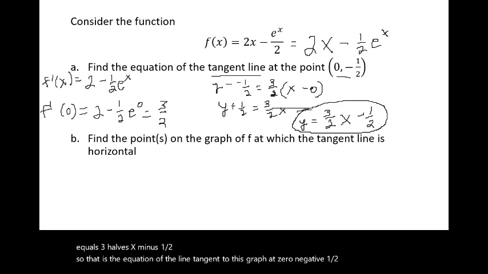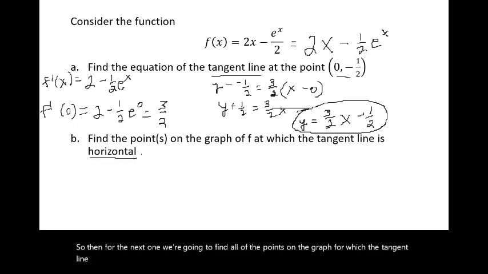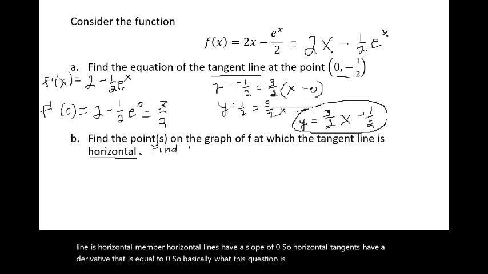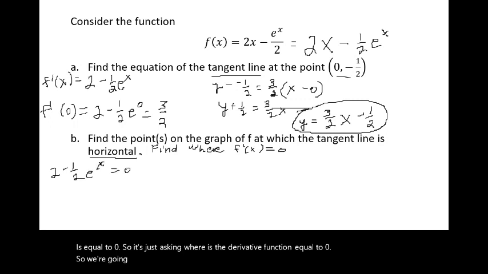So then for the next one, we're going to find all of the points on the graph for which the tangent line is horizontal. Remember, horizontal lines have a slope of 0, so horizontal tangents have a derivative that is equal to 0. So basically what this question is asking us to do is find which x-coordinates make the derivative equal to 0. So it's just asking where the derivative function is equal to 0. So we're going to take the derivative, 2 minus 1/2 e to the x, set it equal to 0, and solve for x.